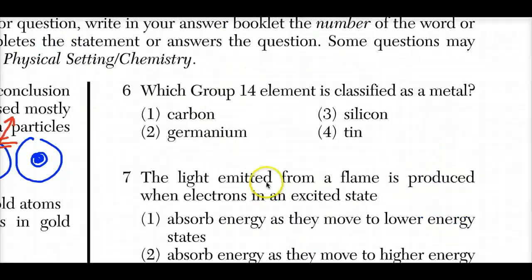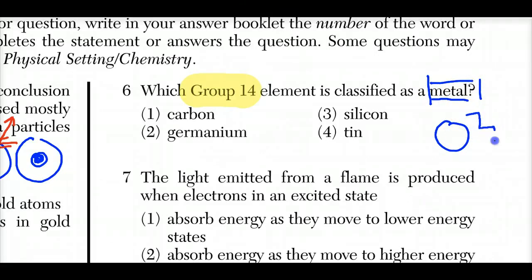Number 6. Which group 14 element is classified as a metal? Well, group 14 just means I'm in column 14. It's a family of elements. So I have to go to my periodic table. Now, metals are what most of the periodic table is made up of. They're the large ones, and they're usually below that staircase, that divider between metals and nonmetals. Let's go to the periodic table.